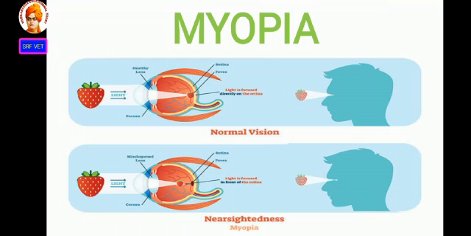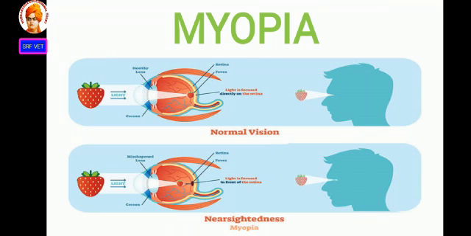Myopia. Myopia is also known as short sightedness. It occurs due to the lengthening of the eyeball. With this defect, nearby objects can be seen clearly, but distant objects cannot be seen clearly. This defect may happen because the focal length of the eye lens is reduced, or the distance between the eye lens and retina increases. Due to this reason, the images of distant objects are formed before the retina.